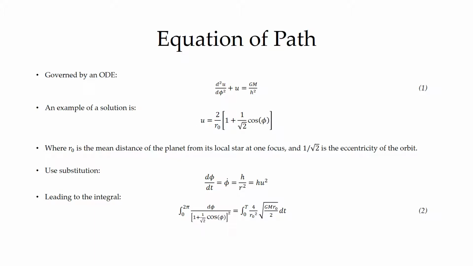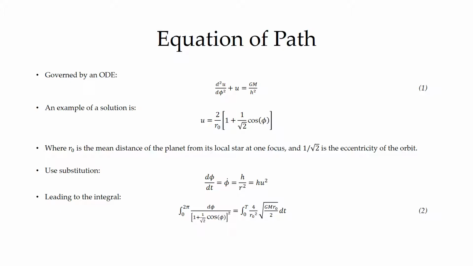The equation of path in terms of velocity u and the angle phi through which the radial vector turns is governed by a second-order ordinary differential equation of a periodic nature, from which we obtain an example of a radial solution, and hence one in terms of u below on solving the ODE. Here, 1 over the square root of 2 is the eccentricity of the orbit.